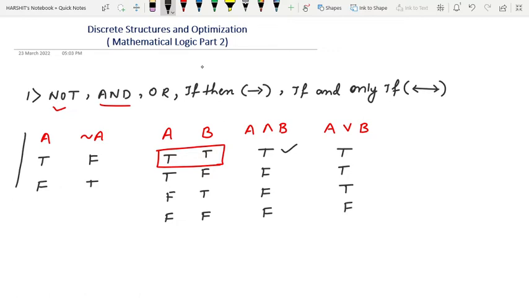If I talk about the OR logical connective, in OR, if any of the inputs is true, then the output will be true. This is how the OR logical connective works. I hope you all have understood about NOT, AND and OR.